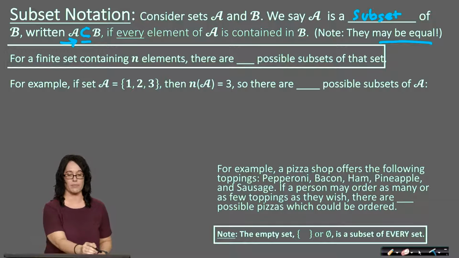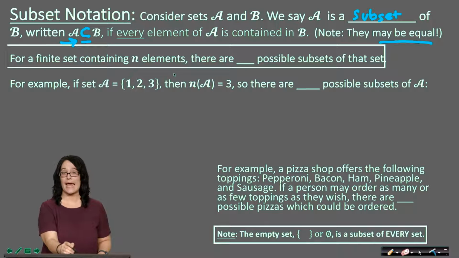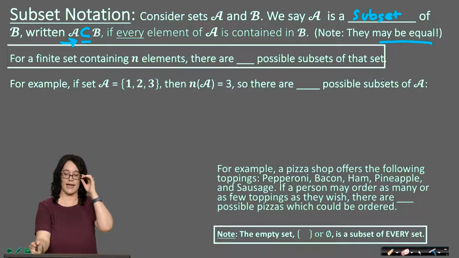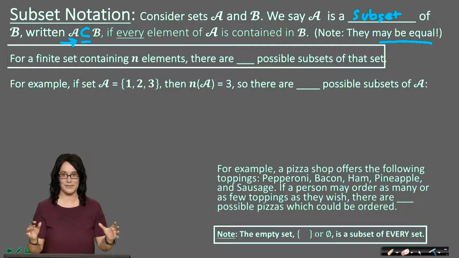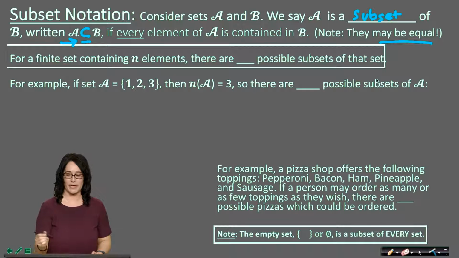Okay, another important fill in the blank here. For a finite set containing n elements, so n is just an arbitrary number, it could be 3, 5, however many elements, there are how many possible subsets of that set? Okay, this can sound a little confusing, so I'm going to give you a real life scenario.